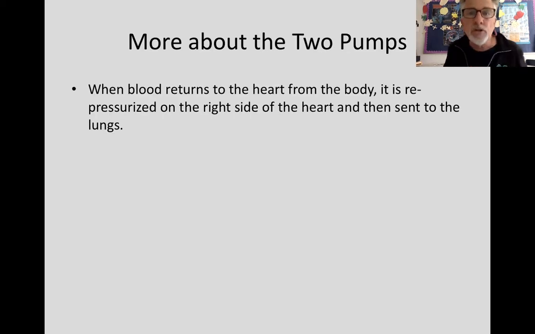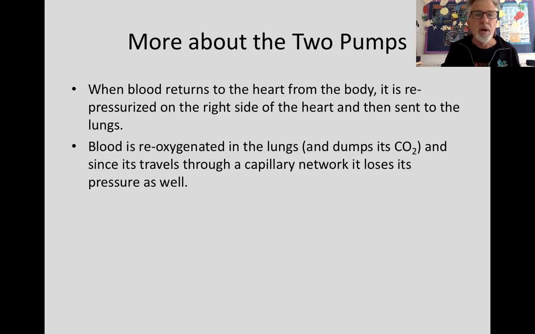When blood returns to the heart from the body, it is repressurized on the right side of the heart, but it is also deoxygenated. So the first place that it gets sent is to the lungs to get more oxygen. Blood is reoxygenated in the lungs and loses its CO2. And since it travels through a capillary network in the lungs, it loses its pressure as well.